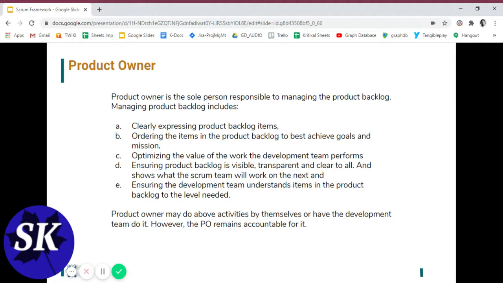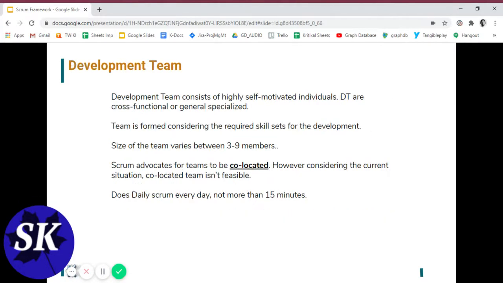Let's look at the development team. So the development team consists of highly self-motivated individuals, right, who do the work of delivering a potentially releasable increment of a completed or done product at the end of each sprint.